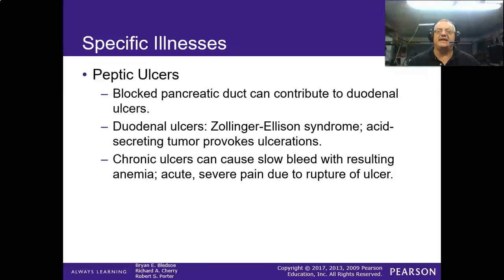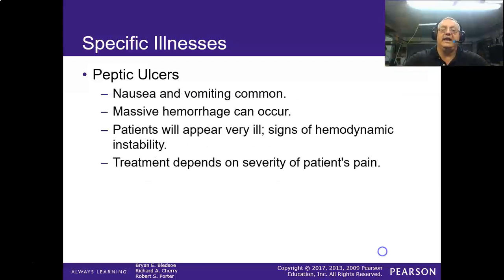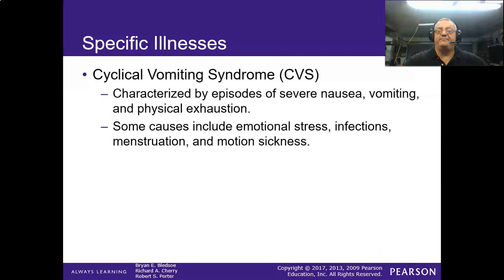The problem is it can block the pancreatic duct, which is, again, going to cause more colicky pain, more with your gallbladder, okay? Again, nausea, vomiting is very common with your peptic ulcer. And if they rupture, yes, they can cause massive hemorrhage. And the patients are going to look really ill, instability. They might not even know that they're bleeding, okay? To be honest with you, they might not even know that.